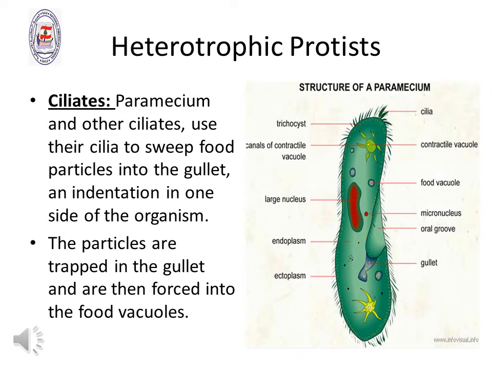Another kind of heterotrophic protists are ciliates. Paramecium is a kind of ciliate that uses its cilia, which are the hairy structures on the outer surface, to sweep food particles into the gullet, which is an indentation in one side of the organism. Please look at the figure and spot the gullet. The particles are trapped in the gullet and are then forced into the food vacuoles.